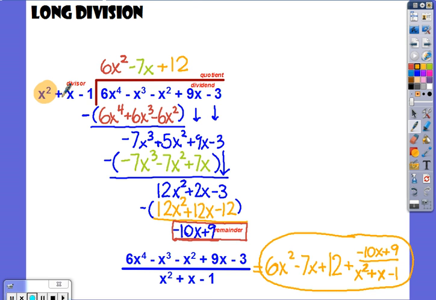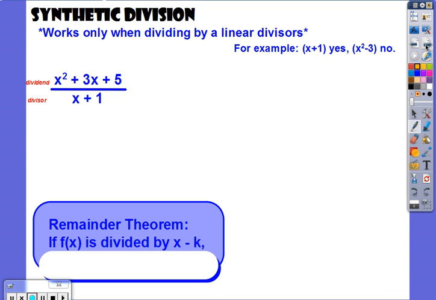But there's actually a shortcut to long division. It's called synthetic division. The catch is it only works if you're dividing by a linear divisor. You can divide by x plus 1, but you can't be dividing by any quadratics or anything of a higher degree than that. So here's an example. If we wanted to take this quadratic divided by this linear.